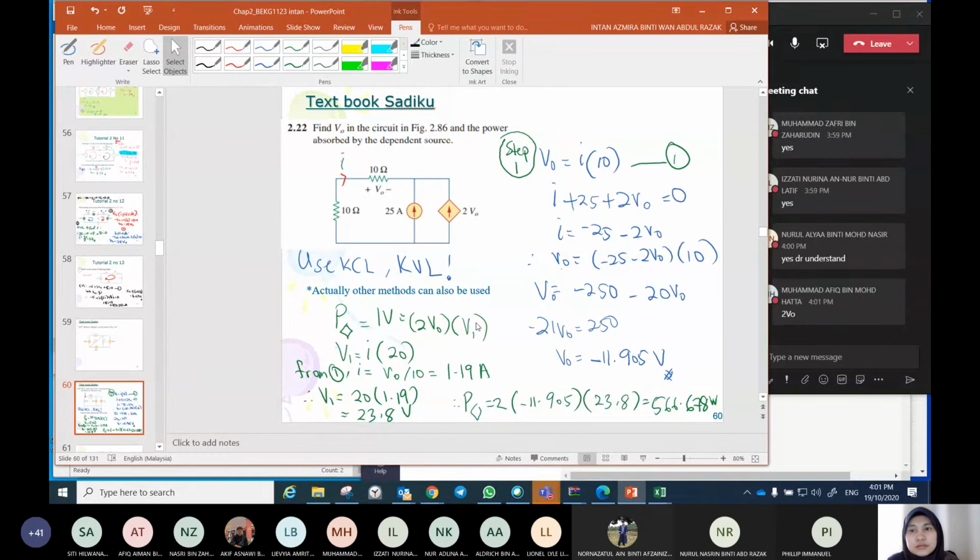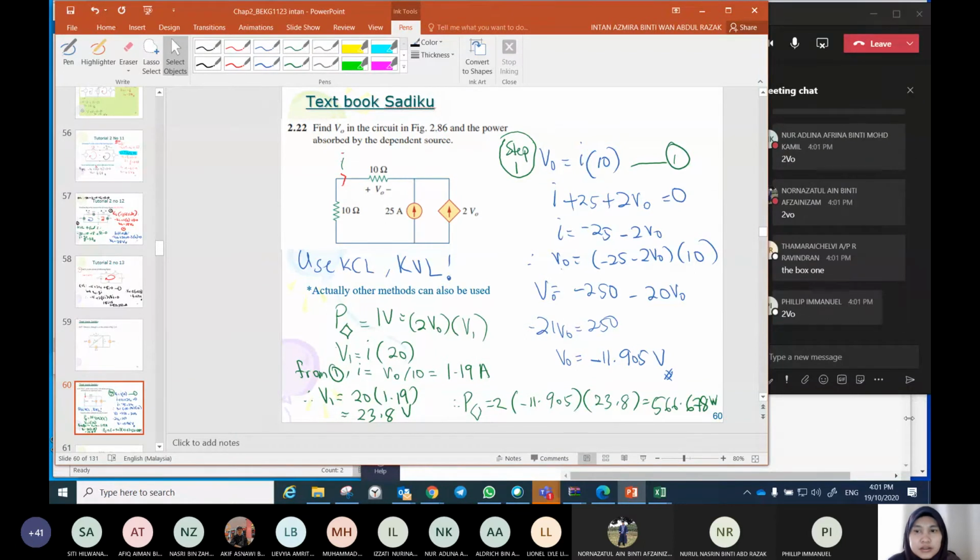2V naught, okay? The diamond, okay? So now we want to find V naught. V naught is the voltage drop across the 10 ohm, okay? And then the power absorbed by the dependent source. How to find? Okay, so we should focus on the question. We want to find V naught. How to find V naught?